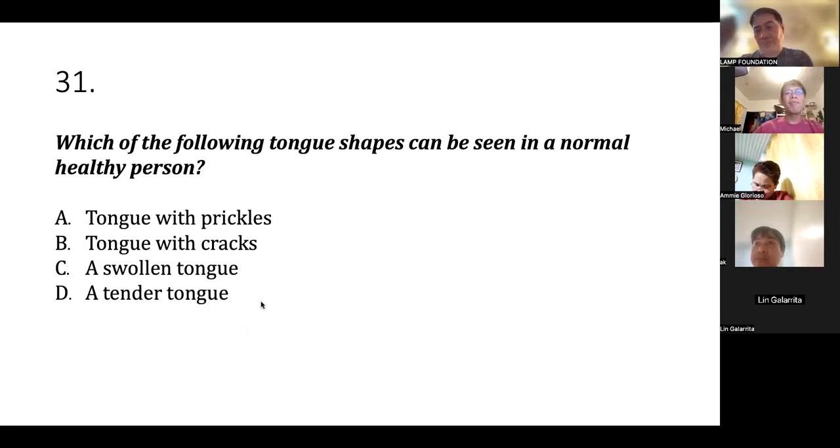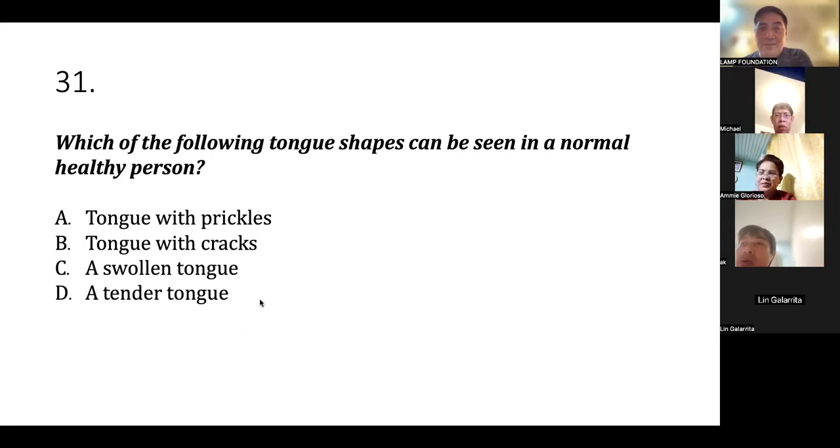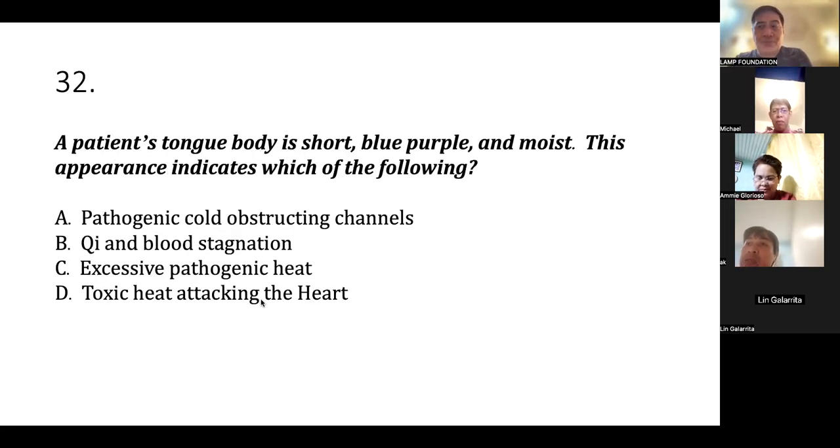Okay, Doc. 31. Which of the following tongue shapes can be seen in a normal healthy person? The answer is letter B, tongue with cracks, I think. Nasagot na po kanina, Doc. Anong ibig sabihin nun? Mahina lang, Doc, maaaring mahina lang yung constitution ng body niya. Okay, as long as walang symptoms. Very good. 32.